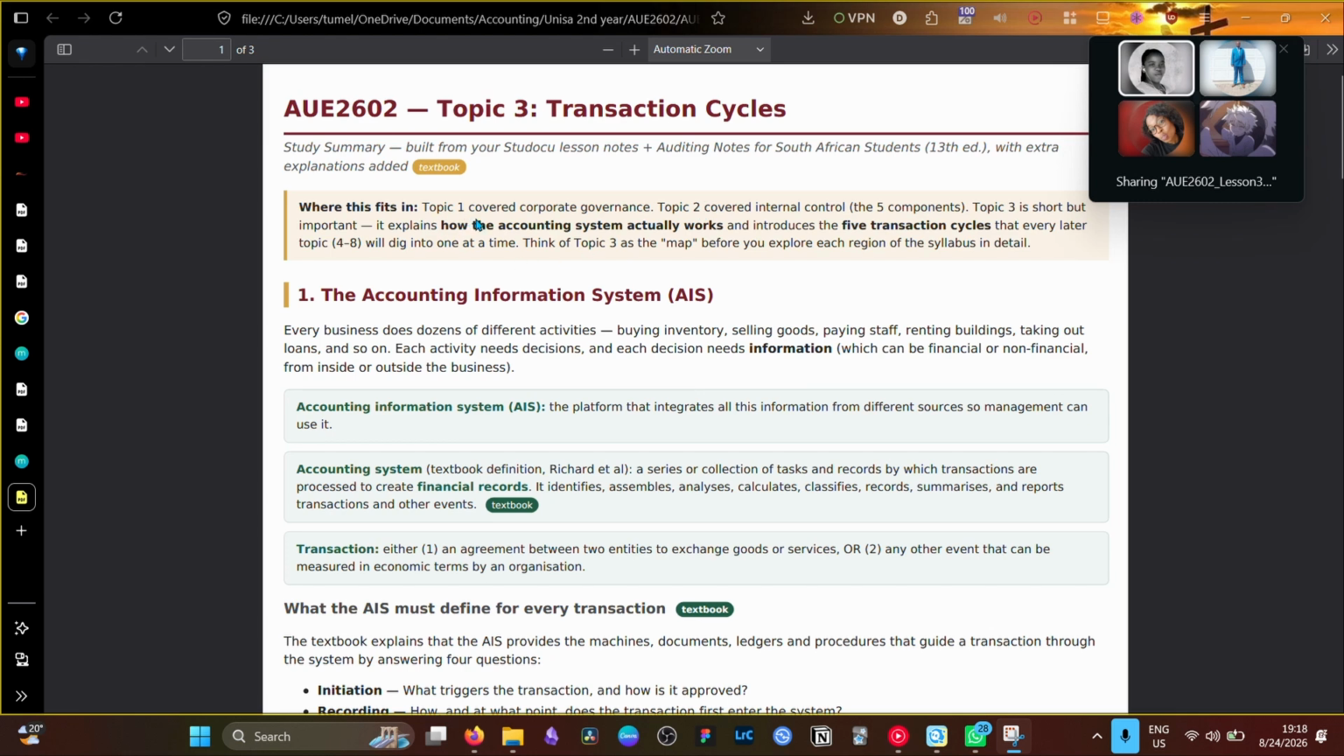Now, where does this fit in? In topic 1, we covered corporate governance. In topic 2, internal control, the 5 components. And then topic 3 is what we are doing now. So it's important to know those 5 components.